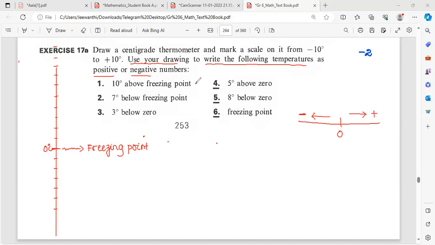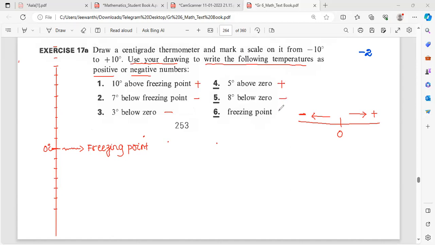So then this will be a positive value. 7 below the freezing point, yes, it is -7. 3 below 0, you can imagine that in some questions they have named the 0 as 0, but sometimes they have referred to it as the freezing point, right? So the very first thing you should understand: 0 and the freezing point are the same thing. So then 3 below 0, yes, it is negative. 5 above 0, positive. 8 below 0, negative.